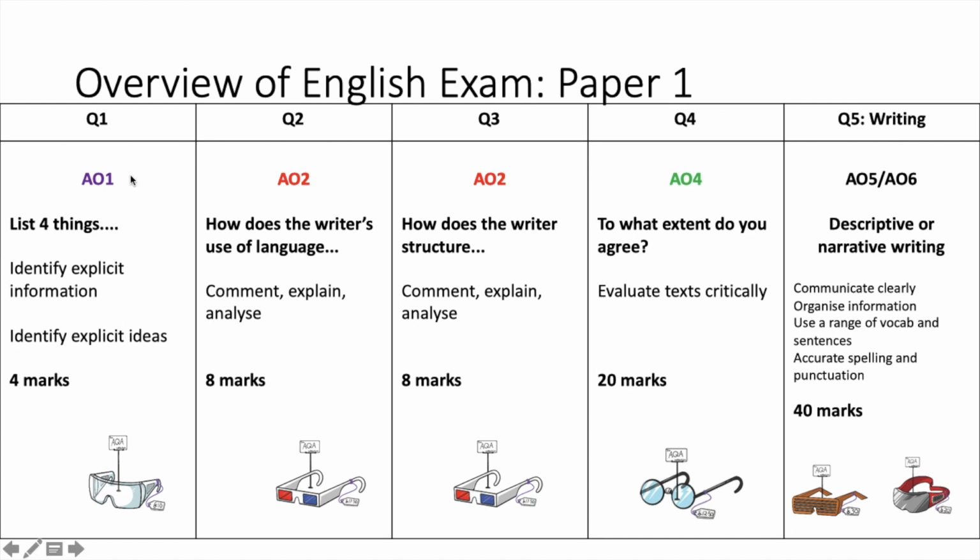Question 1 assesses AO1 and will ask you to retrieve key information from the text. Question 2 assesses AO2 and will always be focused on the writer's use of language. Question 3 also assesses AO2 and will always focus on the writer's use of structure. Question 4 assesses AO4 and invites you to respond personally and critically to a whole text.